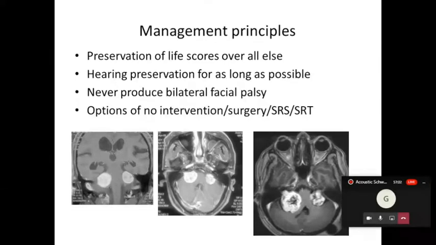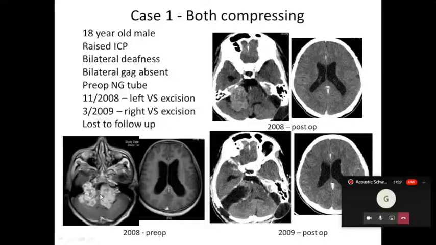The first is an 18-year-old male who presented to us in quite a sick condition with raised intracranial pressure, as you can see, with hydrocephalus here, and with these 2 very large tumors causing swallowing dysfunction and, of course, bilateral deafness. He was on a nasogastric tube before surgery. We decided to operate on the larger tumor, the left side one, and a few months later, we went ahead and operated on the right-sided tumor.